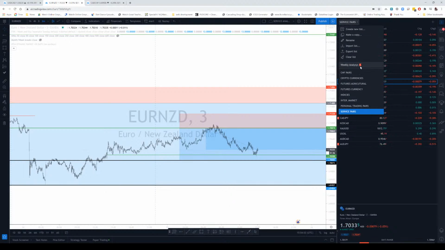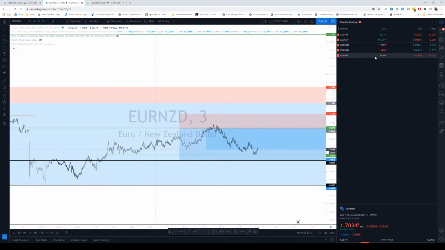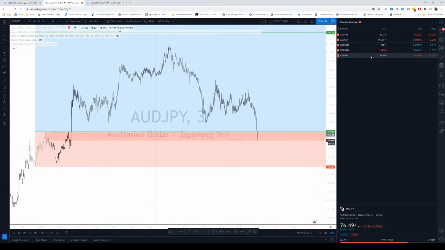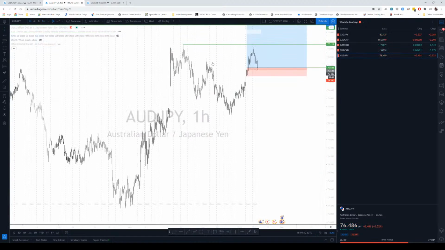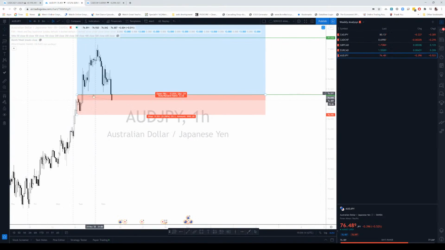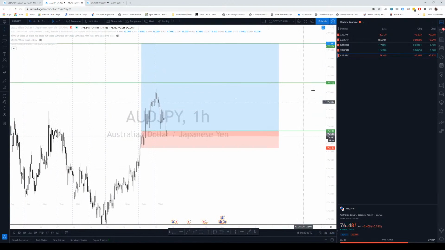Let's go back, and okay, so we are dropping into the down candle. Let's see if we're gonna get a reversal.